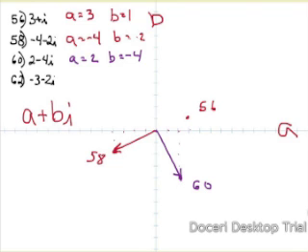And the final problem, A is negative 3, B is negative 2. So we're going to go backwards 1, 2, 3, and we're going to go down 2. It's very close to the previous one. You can draw your vector, and that is number 62.